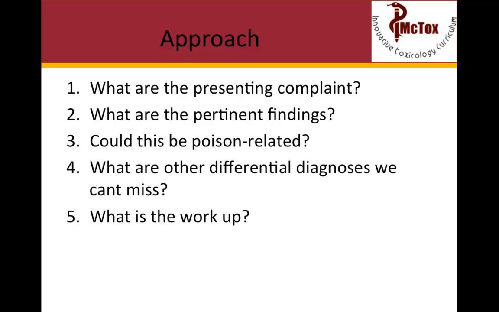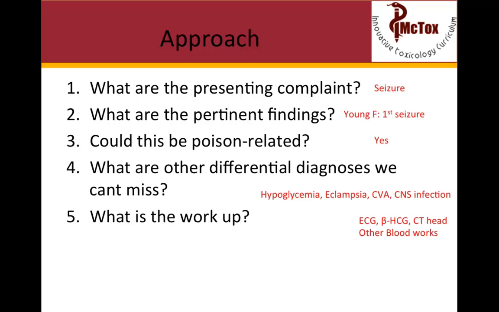Let's go back to our approach and answer the same questions we used earlier. So, we have a young female brought in with a seizure, which is a first episode for her. As you know, seizure is a common effect of many poisonings, but we need to rule out other life-threatening causes, especially hypoglycemia, stroke, CNS infection, and eclampsia, given she is a female of childbearing age. Our workup, in addition to our toxicology screen, will include an ECG, beta-HCG, and CT head.